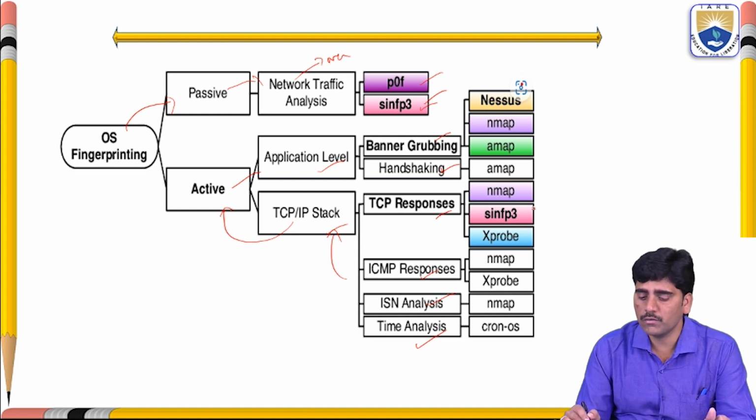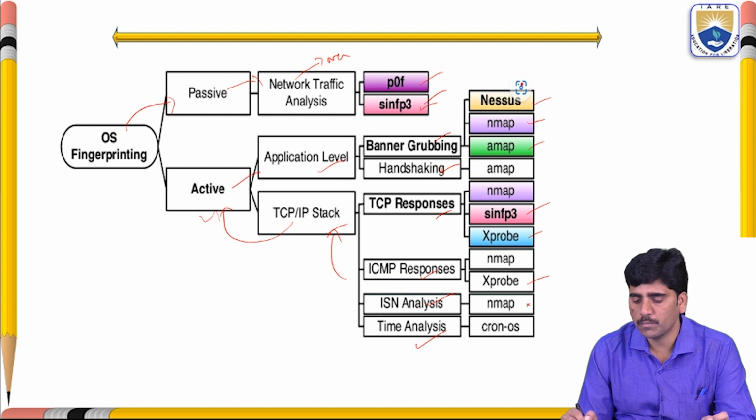So we have different types of tools to perform this active scanning technique. Nessus is one tool performing OS fingerprinting. Nmap is one tool, AMAP is one tool, SniffIt is one tool, Xprobe is one tool. Xprobe, Nmap, Cron OS. These are different types of network scanning tools for performing the active scanning technique of OS fingerprinting.